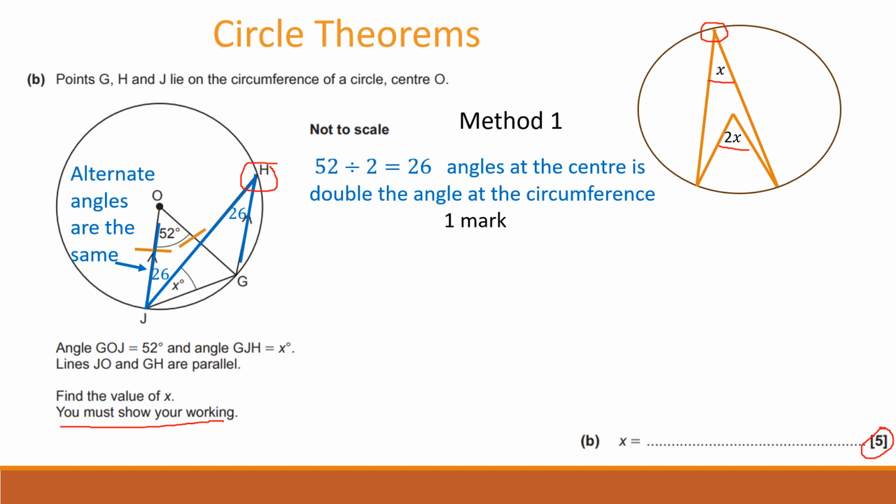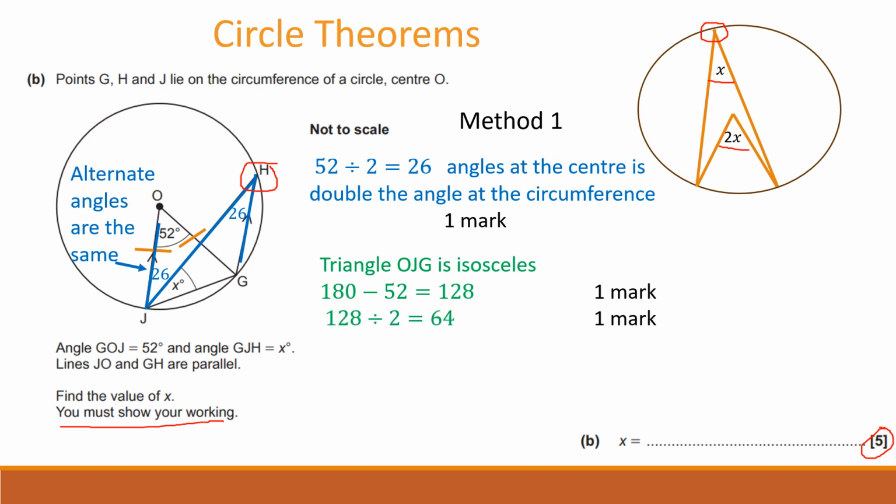That is my second mark. Now here I've got an isosceles triangle. The triangle OJG is an isosceles triangle, which means the length OJ is a radius and the length OR is a radius, and these two are exactly the same. Now angles in a triangle add up to 180, so if I do 180 take away 52 gives me 128.